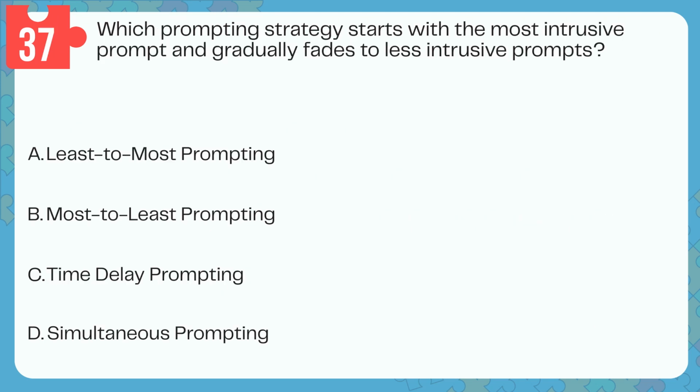Question 37. Which prompting strategy starts with the most intrusive prompt and gradually fades to less intrusive prompts? A. Least to most prompting. B. Most to least prompting. C. Time delay prompting. D. Simultaneous prompting.